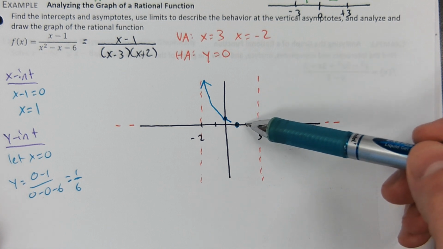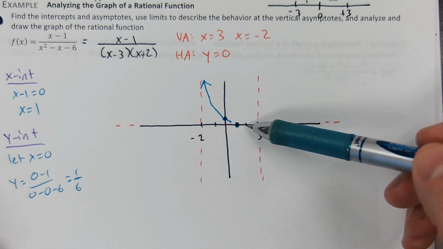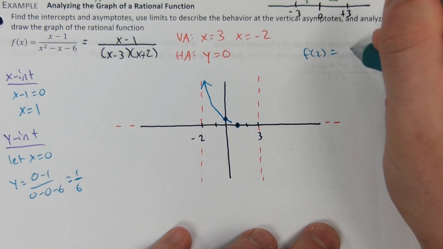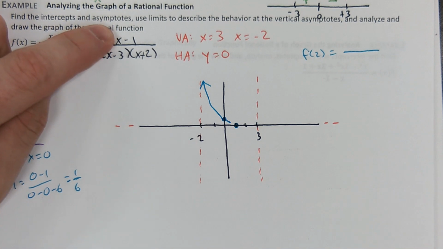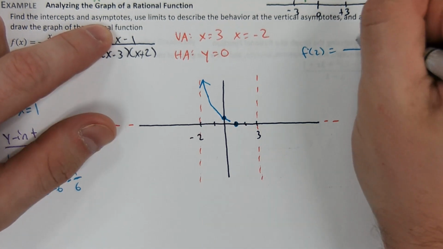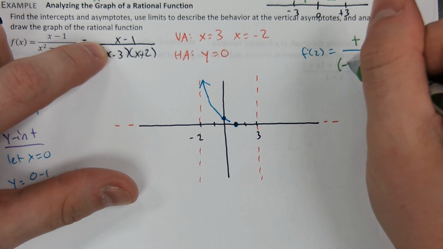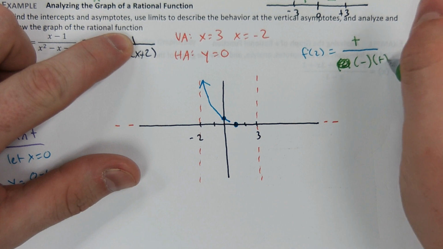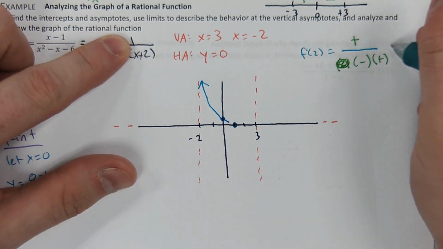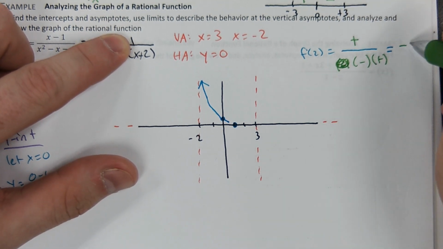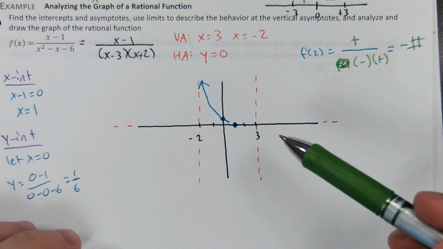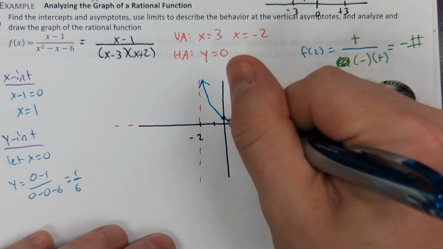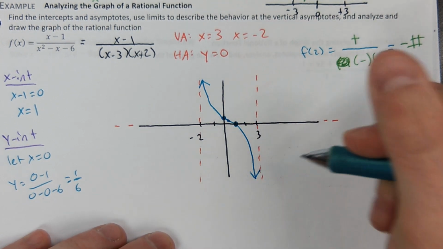You could ask yourself, what happens if I use x equals 2? If you plug in 2 using sign diagram knowledge, 2 minus 1 is positive. 2 minus 3 is negative. 2 plus 2 is positive. This is going to result in a negative number. So that means at x equals 2, I'm down here somewhere, forcing the graph to look like a cubic.